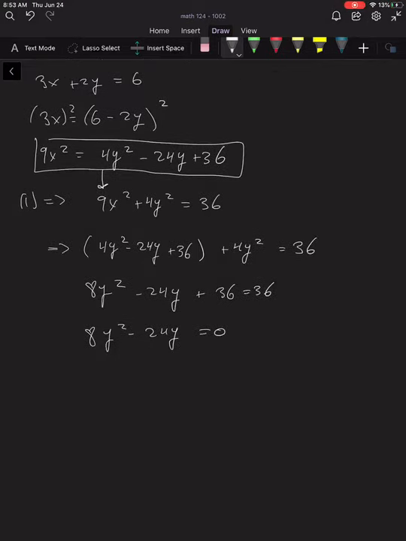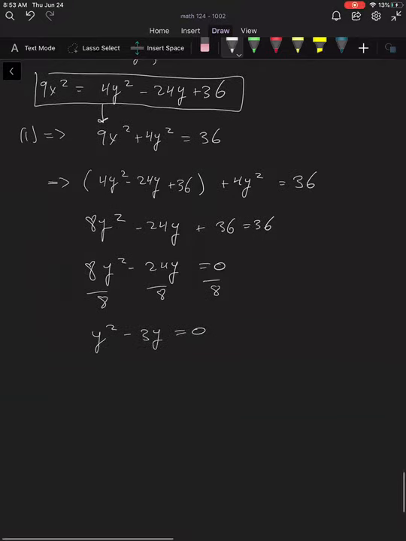Then we can divide everything by 8. So let's divide this by 8, divide this by 8, divide this by 8. So we get y squared minus 3y is equal to 0. So we can factor out a y, and that gives us two y values. y is equal to 0, and y is equal to 3.